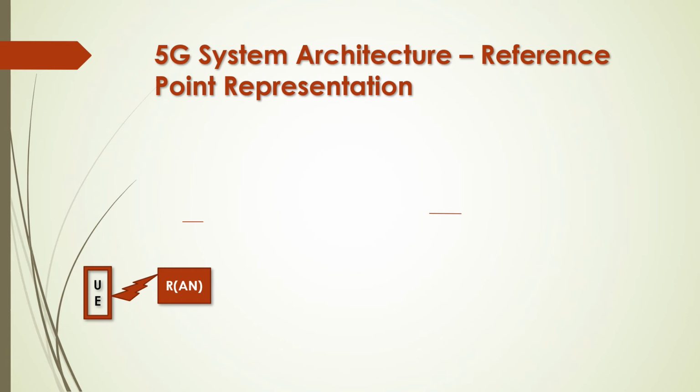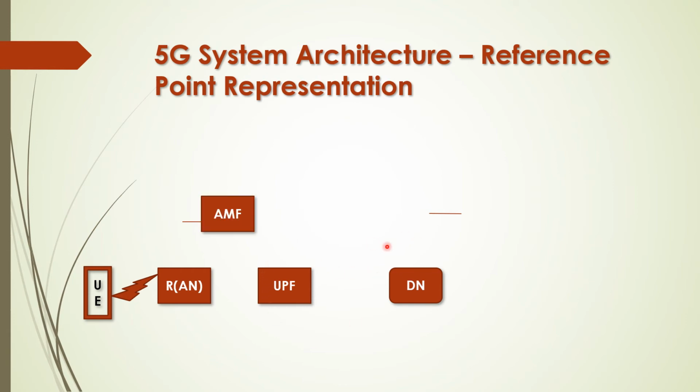The user plane is completely separate from the control plane, and each and every network element of the user plane is completely separate. We don't have any network elements which have both control plane and user plane functions. First I am showing you the user plane part. The user plane part consists of the UE, RAN, one network function called the user plane function, and then the data network.